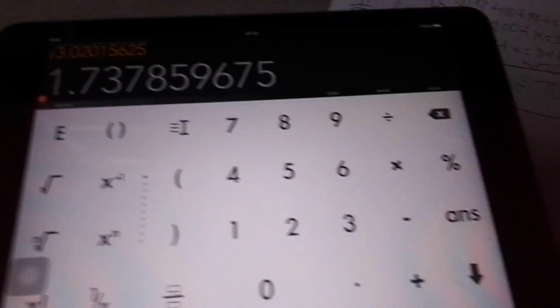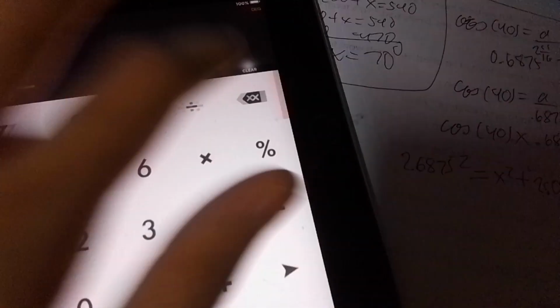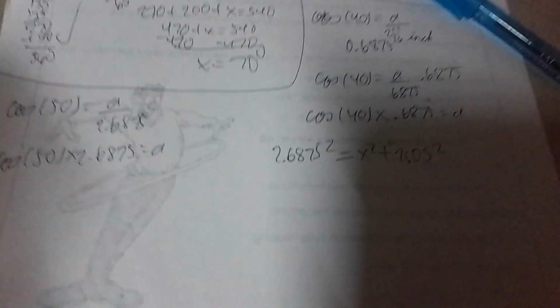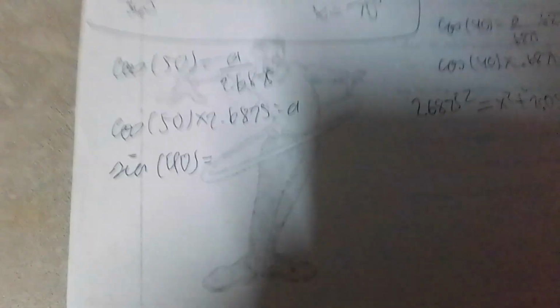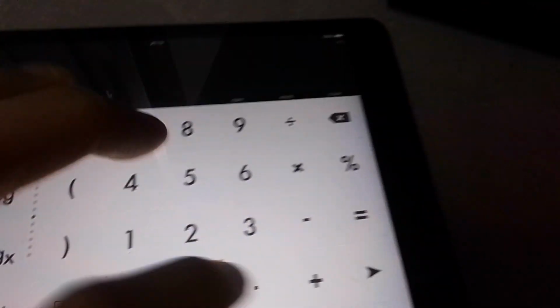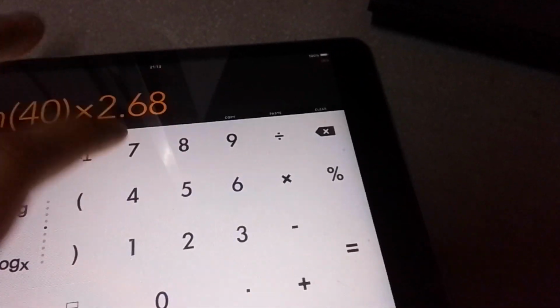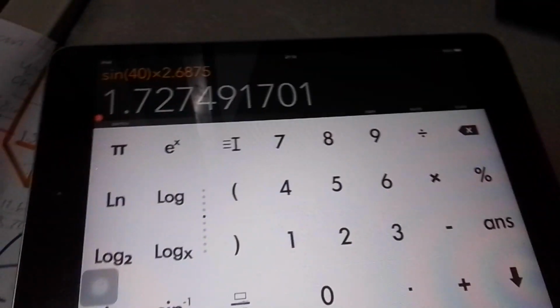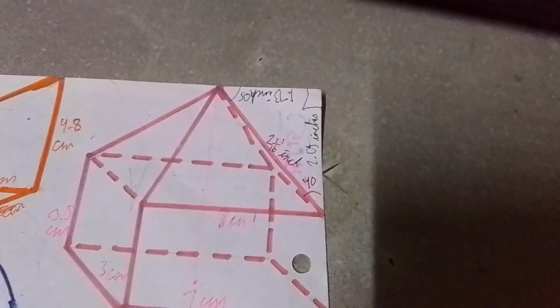Okay? Or if you can try some other formula, you can also do it this way. Pwede ka mag-opposite. If you want to do opposite, you do sine of 40. Sine of 40 is equivalent to the opposite over hypotenuse, which is 2.6875. Then multiplying that number, we should get sine of 40 times 2.6875. You should get this answer pa rin. So tama, either way. Yun lang. And that's how we apply sine, cosine, and tangent.